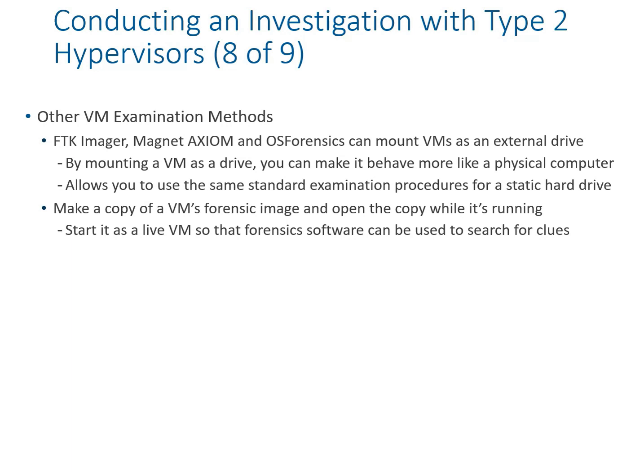Other VM examination methods include FTK Imager, which is a tool from Forensic Toolkit. Magnet AXIOM or OSForensics can mount different virtual machines as an external drive. You can even look into the contents of the different partitions which were there on a virtual machine. By mounting a VM as a drive, you can make it behave more like a physical computer. It allows you to do the same operations as you do on a static hard drive. You can make a copy of the forensics image, and then you can run it on different machines, as I told you, and start it as a live VM for the forensics analysis.